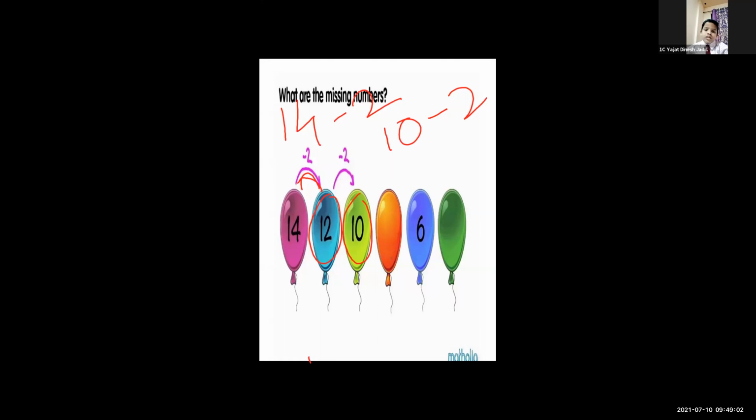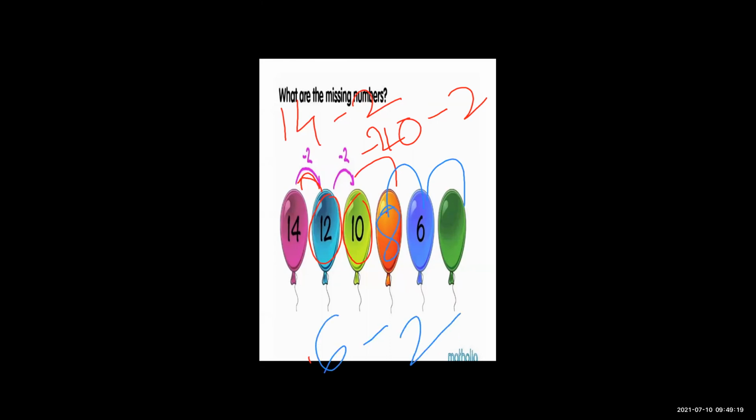It means 14 minus 2. What answer do we get? 12. 12 minus 2? 10. So 10 minus 2, what answer will come? 8. Very good. 8 minus 2, we get 6. And 6 minus 2, what will come? 4. Yes, very good. The answer will be 4. So this way we have to solve number patterns.